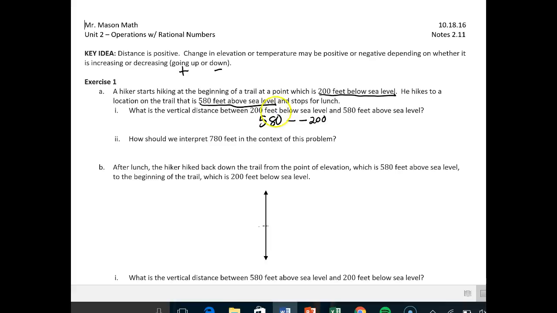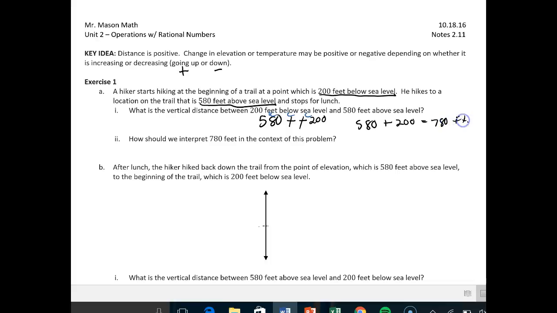So we should realize that, hey, this is a KCC problem. 580 minus negative 200 really turns into 580 plus positive 200, right? Keep, change, change. So we should get the vertical distance is 780 feet.